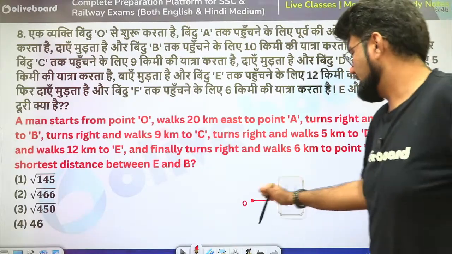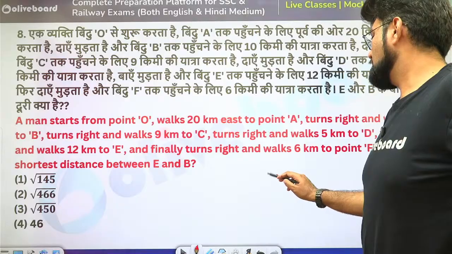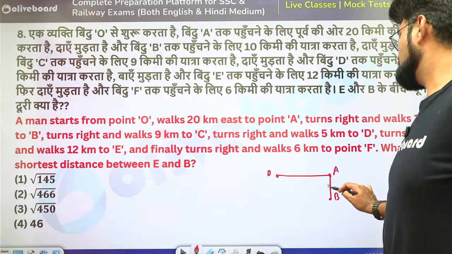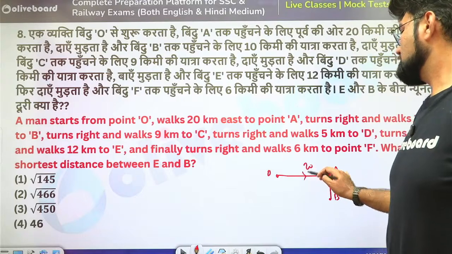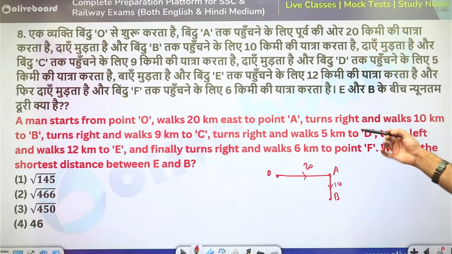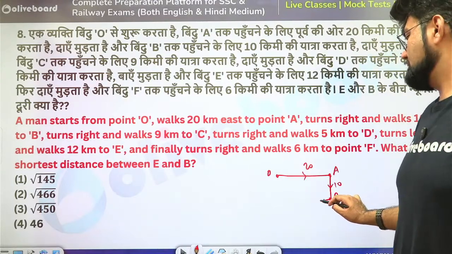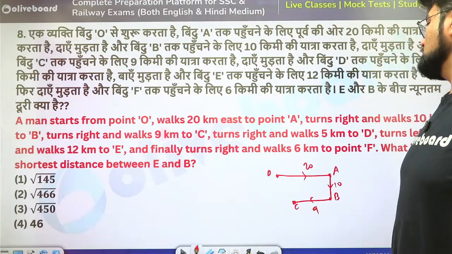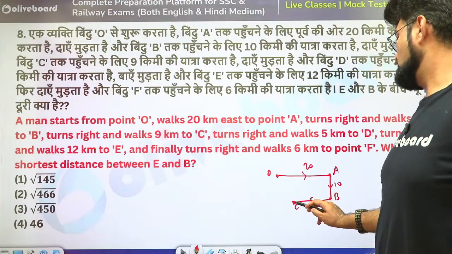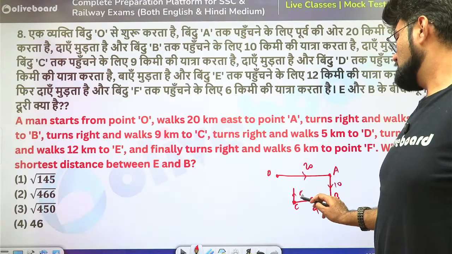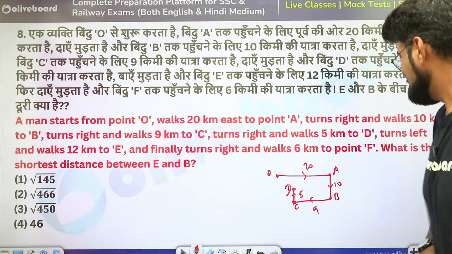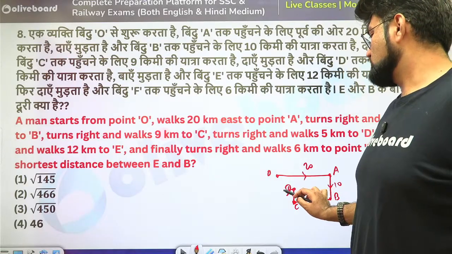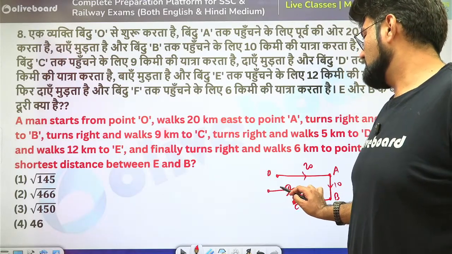Okay, I have to draw it again. Turns right and walks 9 kilometers to C. 9 means he's only coming till here, let's say. Then turns right and walks 5 kilometers to D. So half of this. Turns left and walks 12 kilometers to E. 9 plus 12 is 21. So this is slightly going ahead here.